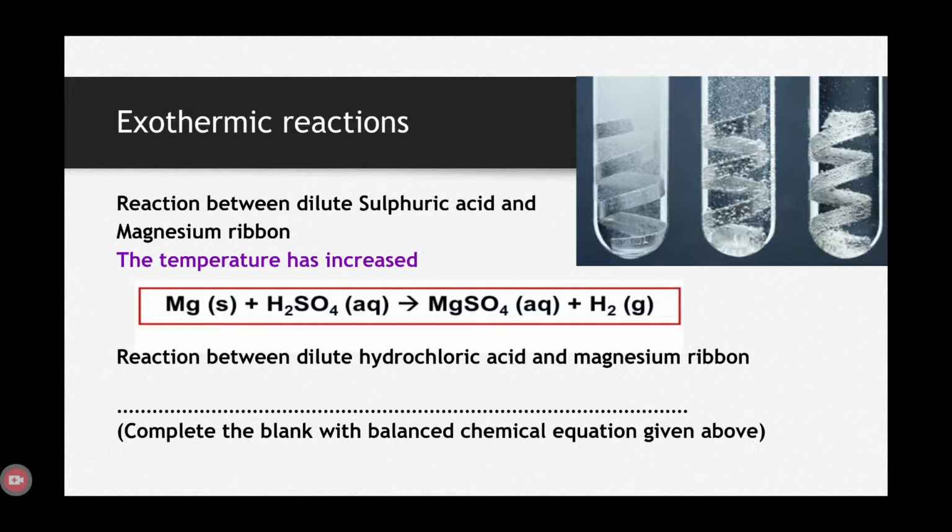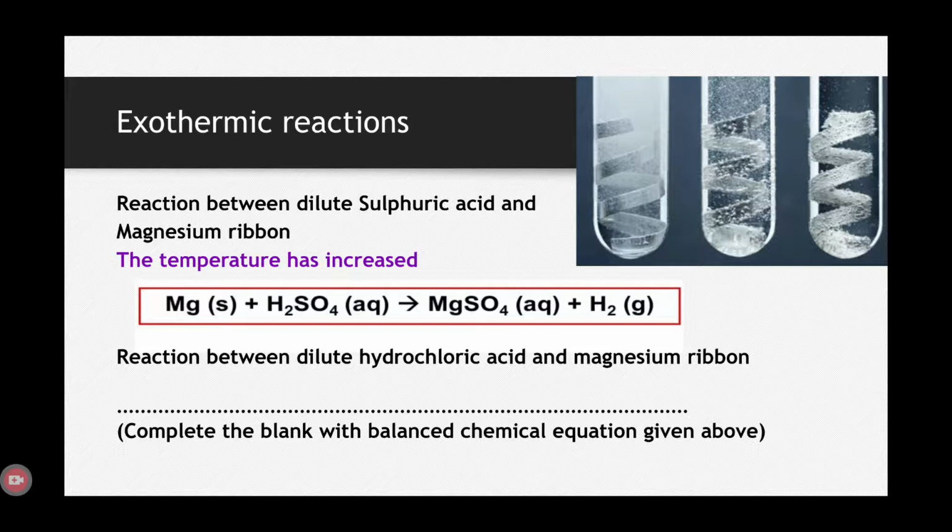So, what is the chemical equation when sulfuric acid reacts with magnesium ribbon? Magnesium solid plus sulfuric acid H2SO4 aqueous. The products are magnesium sulfate aqueous, then hydrogen gas. So, the bubbles which evolve from the magnesium ribbon are hydrogen gas. We can conclude that.